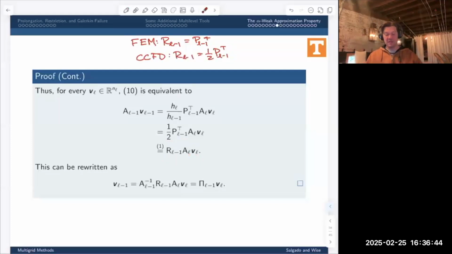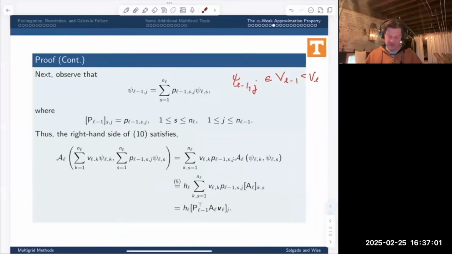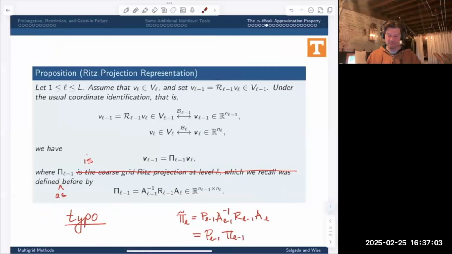So now just set everything equal to each other. We'll move this guy to the other side. So that's A_{L-1} inverse, R_{L-1}, A_L V_L. And so that's just the pi_{L-1} matrix. Remember, I was mistaken when I wrote this up the first time. That guy has no name. It's just that object. Non-square Ritz projection matrix.